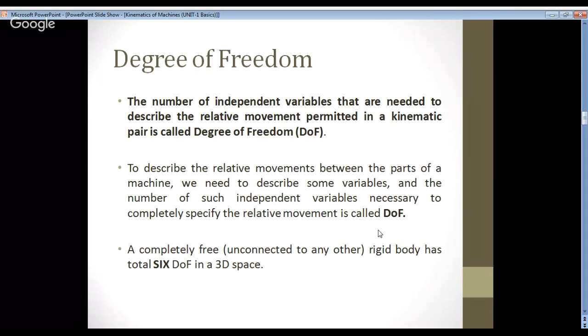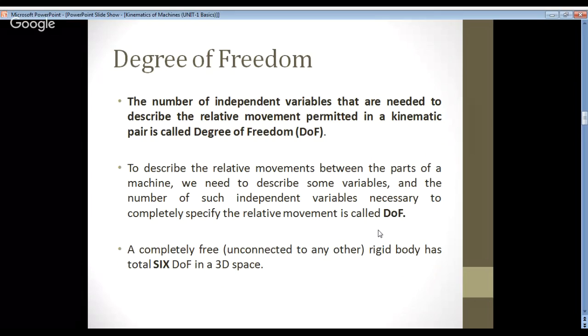Now, degree of freedom is not something new. We are studying this from our school level physics, so let me just try to recall the definition. Degree of freedom can be defined as the number of independent variables that are needed to describe the relative movement or the state of a body. Right, so it is the minimum number of variables.